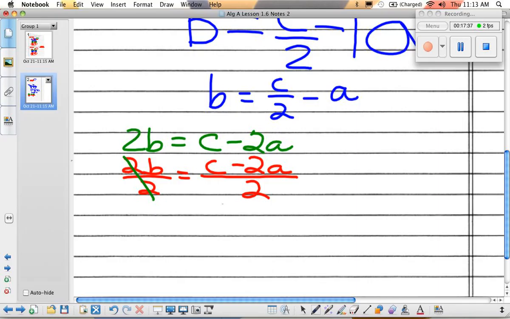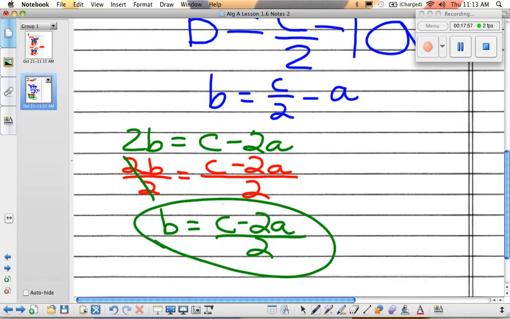So we can't cancel this 2 because there isn't a 2 here. If there was a 2C minus a 2A, then we could cancel all those 2's out. So it has to cancel out of both pieces. So in this case, we would just leave our answer like this. B equals C minus 2A all over 2. So here's one way to show the answer. I would not mark that wrong. And here's the other way to show the answer, Payne's way, where he divided each piece by 2. Okay? Anybody have questions or concerns?